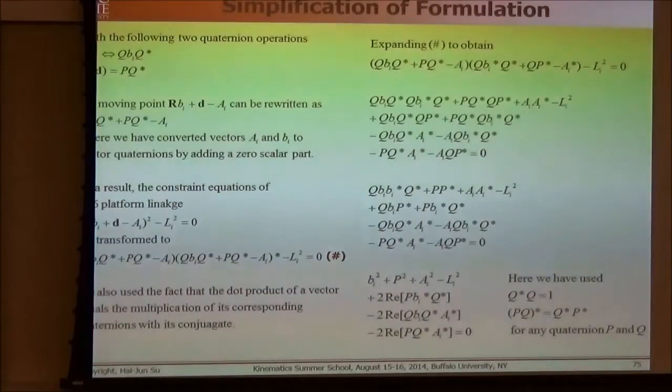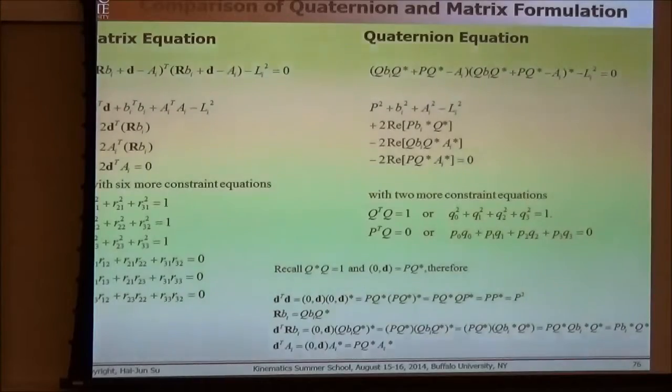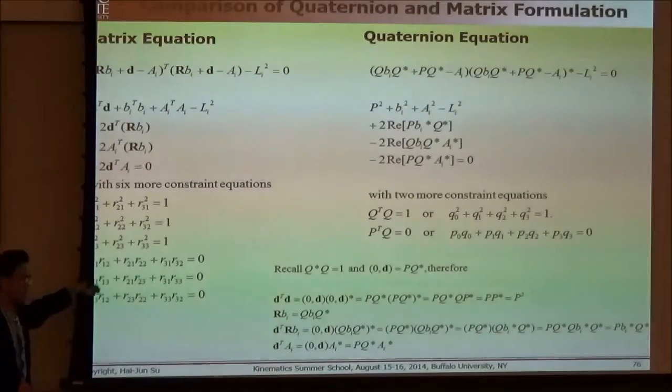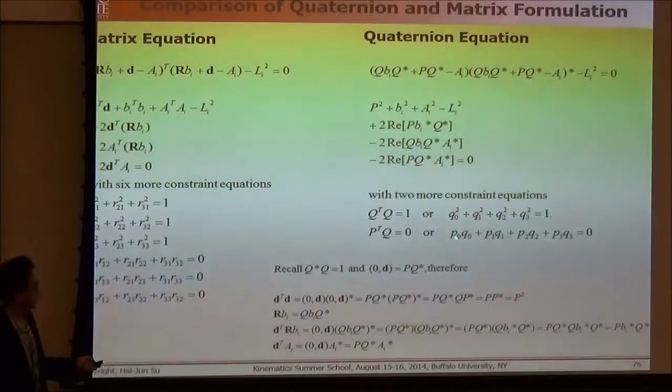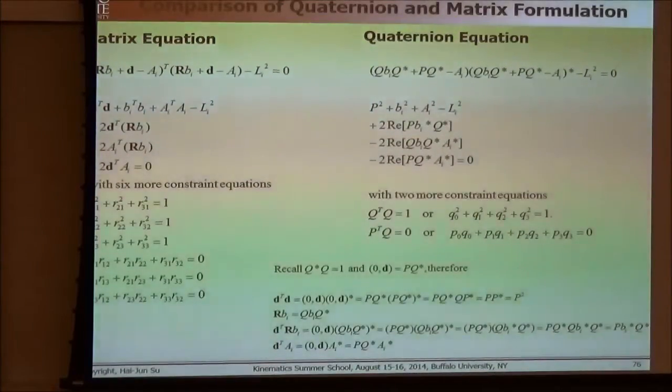You see the comparison of the complexity of the problem, how you do it in matrix equation and how you do it in quaternion form. You can see that now I'm going to eliminate, because the main reason is that I don't have to use the 6 extra constraint equations. I only need a dual quaternion. I only have 2 extra, so that immediately reduces the number of equations in the formulation.